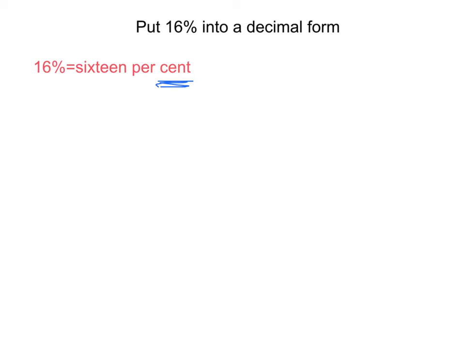You're right. Another word for cent is hundred. So it actually can be written out 16 per 100. And again, I'm going to ask you to use your brain and take one moment and try to write out in number form 16 per 100.